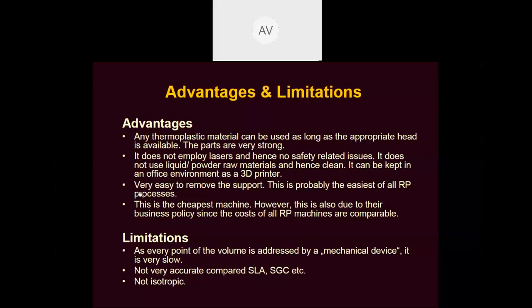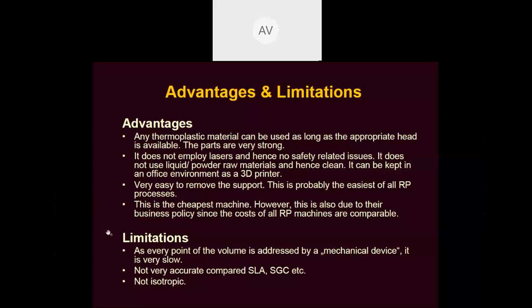It is very easy to remove the support. This is probably the easiest of all RP processes, and this is the cheapest machine. Due to their business policy, the costs of all RP are comparable. So these are the advantages: any thermoplastic material can be used, no lasers, easy to remove the support, and according to the market value this is the cheapest machine, which is also an advantage cost wise.